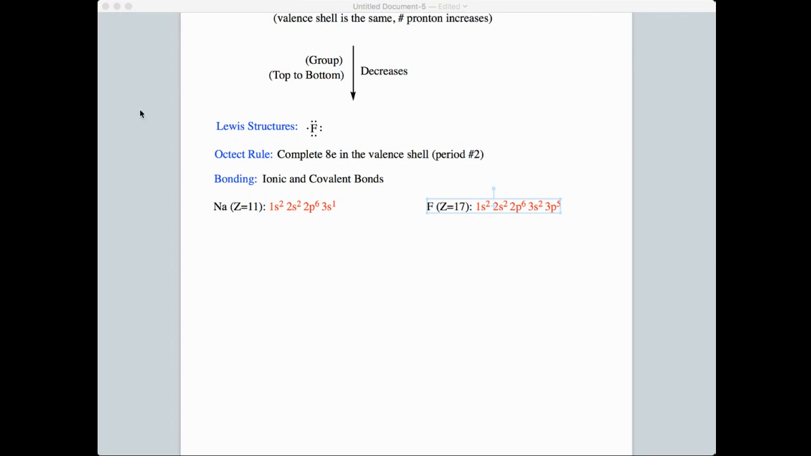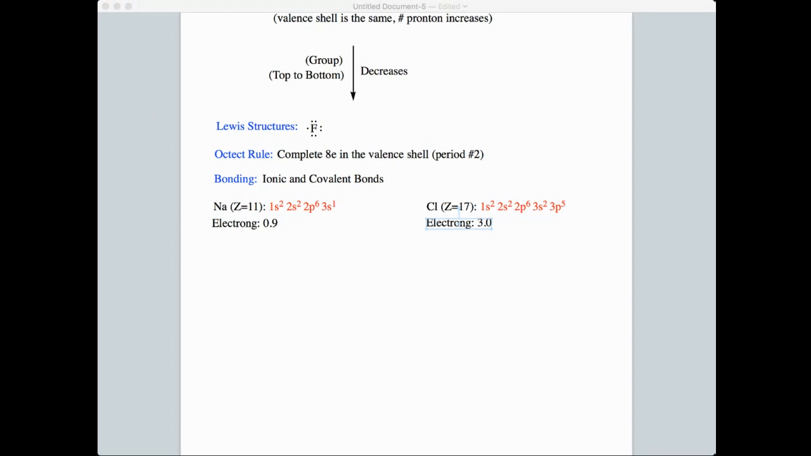So the electronegativity of sodium is 0.9, and that of fluorine, I'm sorry, I made a mistake here. You did not correct me. We're talking about chlorine, not fluorine. Okay, 3.0. So that's quite a significant difference in electronegativity, right?